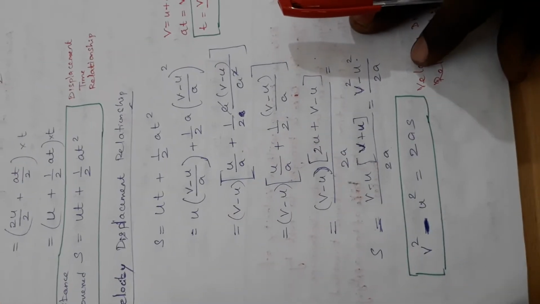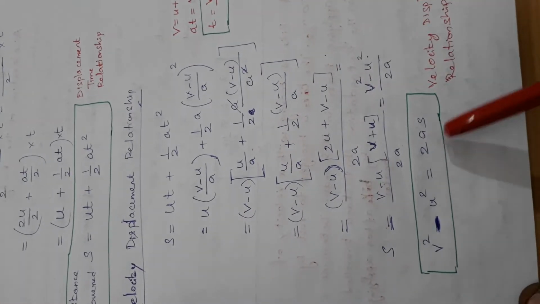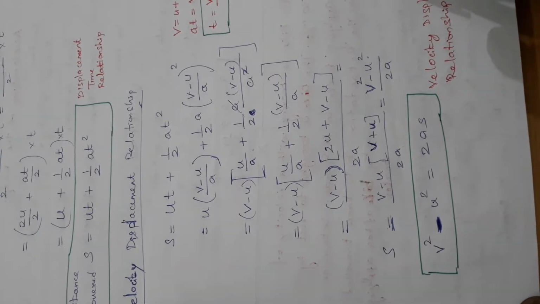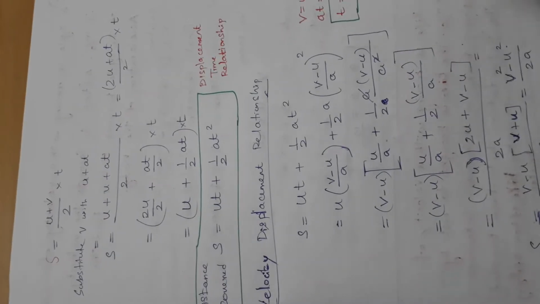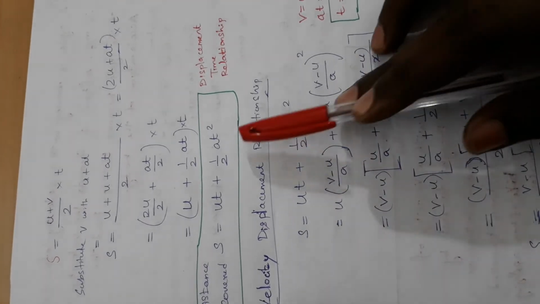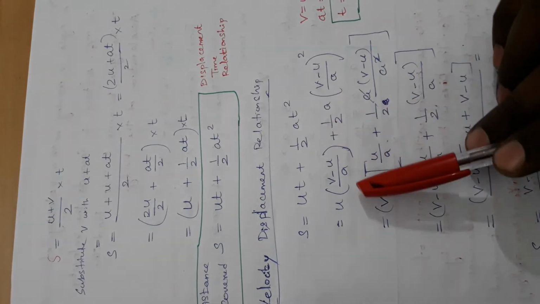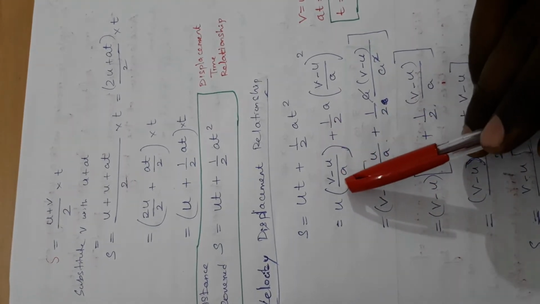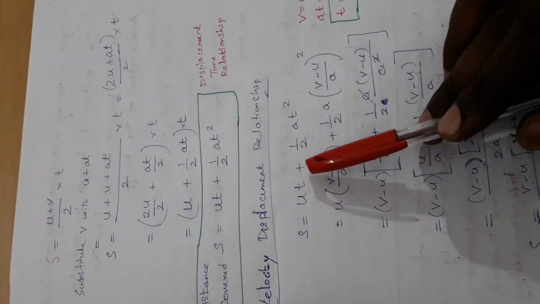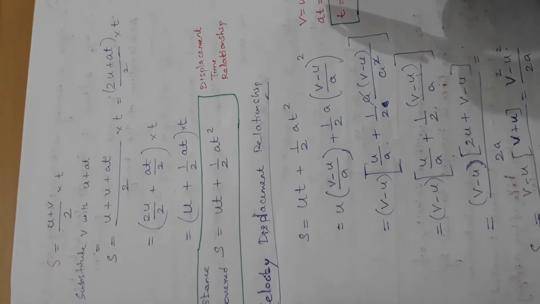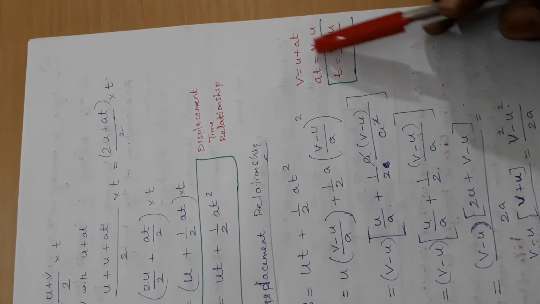Now we must have seen in books v square minus u square is equal to 2as, that is the velocity displacement relationship. Now we are going to see how this formula was derived. s is equal to ut plus half at square, which we derived here. Now s is equal to u into t, and we replace this t with another formula in terms of v and u, which we got from v is equal to u plus at.